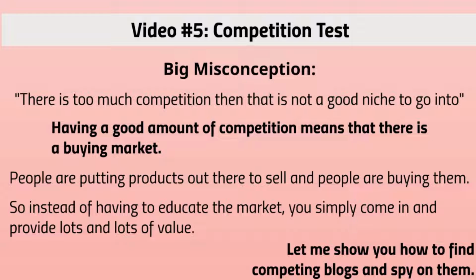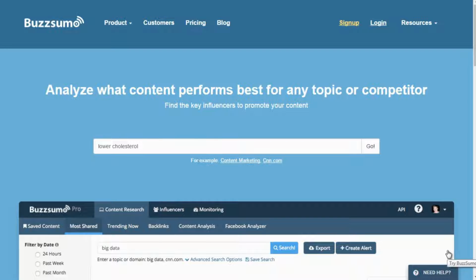So let me go ahead and show you how to find competing blogs and spy on them to do the necessary competitive intelligence. Technically, you can go to google.com and do a search for blogs in your niche. But a tool that I like to use is called buzzsumo.com. The reason I like this is because this site literally analyzes the content that performs the best within the niche. So this really is going to help shortcut things for you.